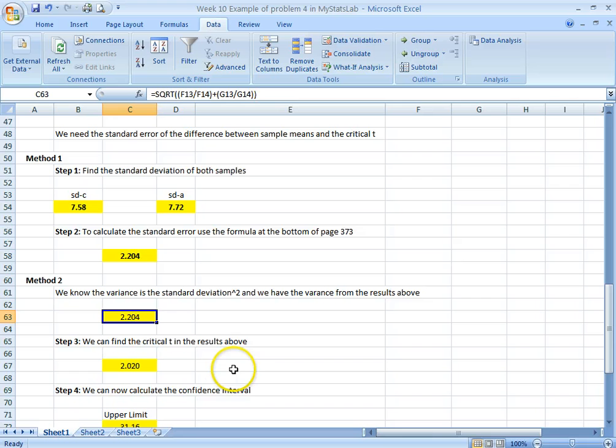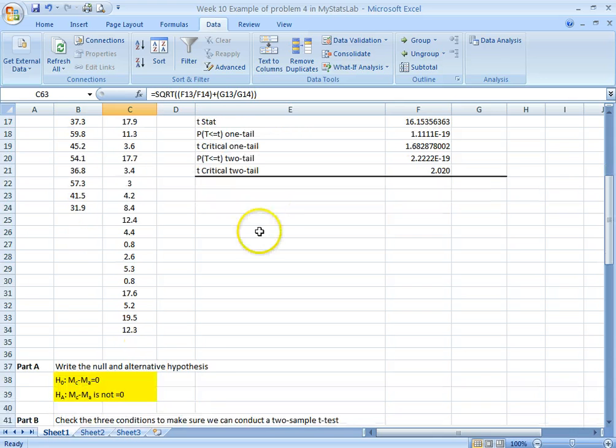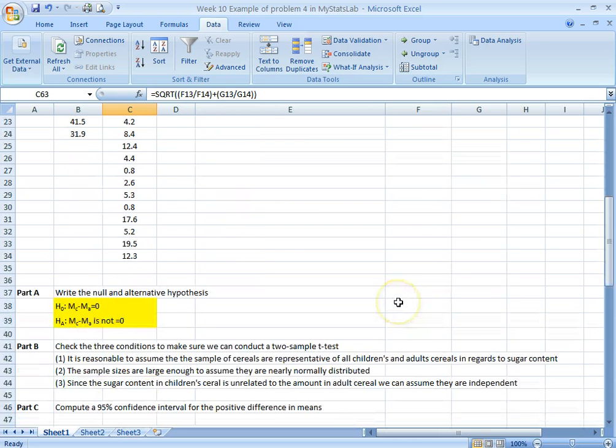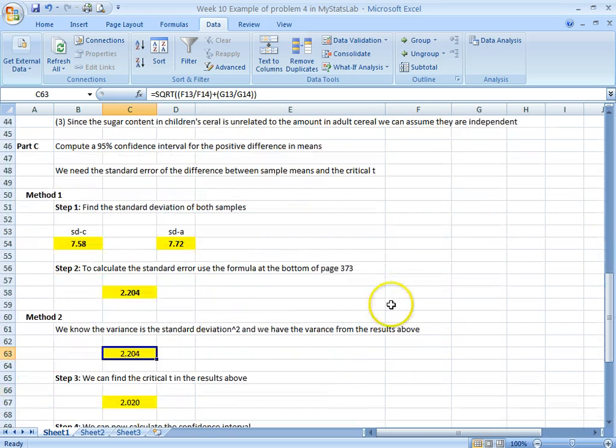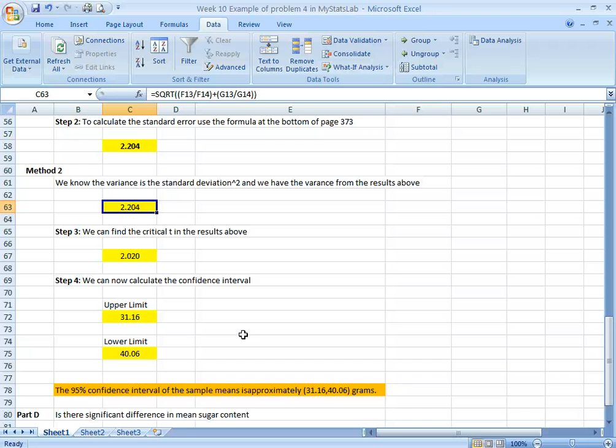Now we also need to find the critical t. Well, we already have it right here at the bottom of our data results. Since this is a two-tailed test, and it is two-tailed because we are testing not equal to 0, which means we can be above or below, we can use the t critical for our two-tail, or 2.020, which I merely copied and pasted here. Now that we have everything we need, we can go ahead and calculate our confidence interval.